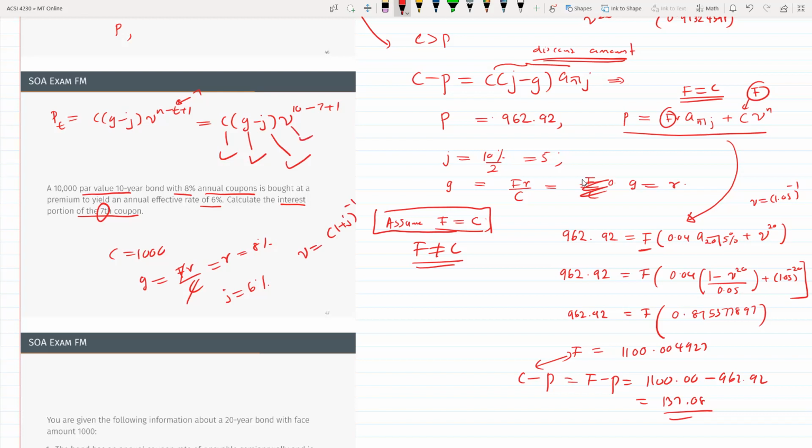Then we can calculate first the principal portion, and then you can calculate the interest. So you know that I_t plus P_t equals the coupon amount. In this case, the coupon amount is 10,000 times 8%, which is 800. So you can do that.